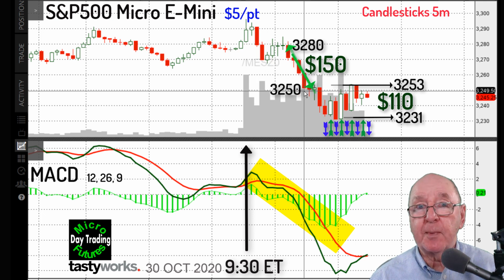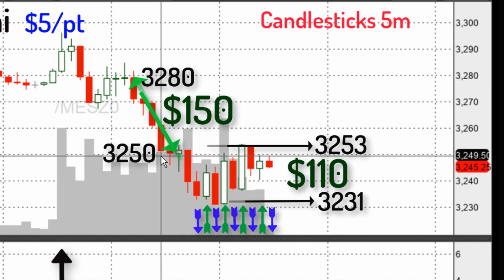It only takes a few minutes to make some money sometimes. Now, this $150 variance between 32.80 and 32.50 here, that's 30 points at $5 a point with the S&P Micro Emini. So it's $150. Now, you won't be a perfect trader and get all of that $150 or perhaps even more, but our goal is to try to get a part of it.